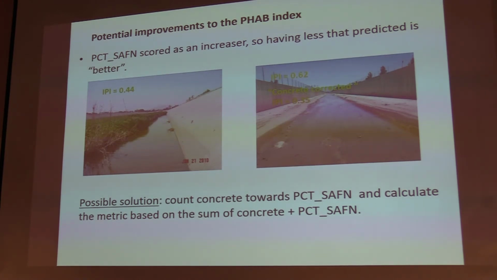And after the concrete correction, the IPI score dropped to a 0.35, and so we felt a lot better than that. So originally that higher score in the concrete channel was pretty much driven by the sand and fines metric. So this is one candidate solution we've come up with. Another solution is to just institute a so-called kill switch for concrete-lined channels, where they basically score a 0 for the substrate metrics.